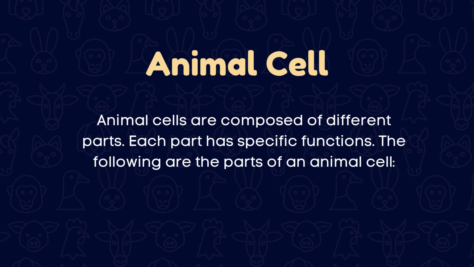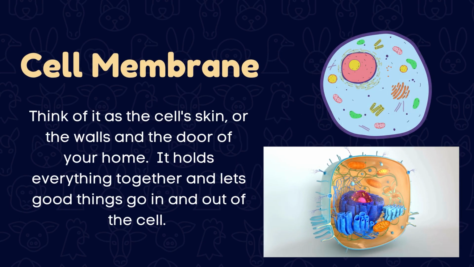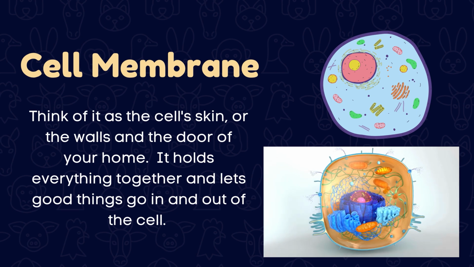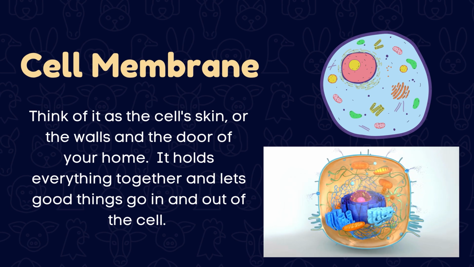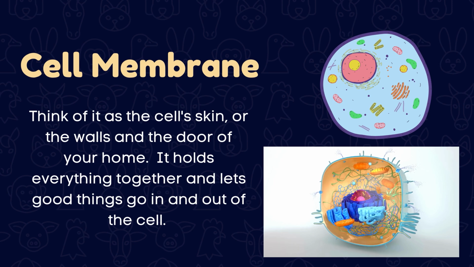Now let's get to the structure and function of an animal cell. There are different parts of an animal cell, and each part is made to perform a specific function. So let's explore the parts one by one. First off, we have the cell membrane. Think of it as the cell's skin or the walls and the door of your home. It holds everything together and lets the good things go and keeps the bad stuff out of the cell. It is the protective layer of the cell.